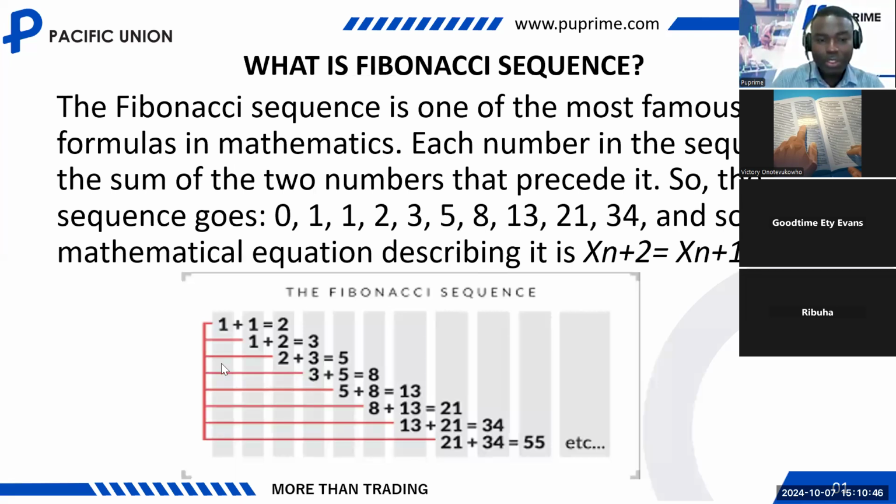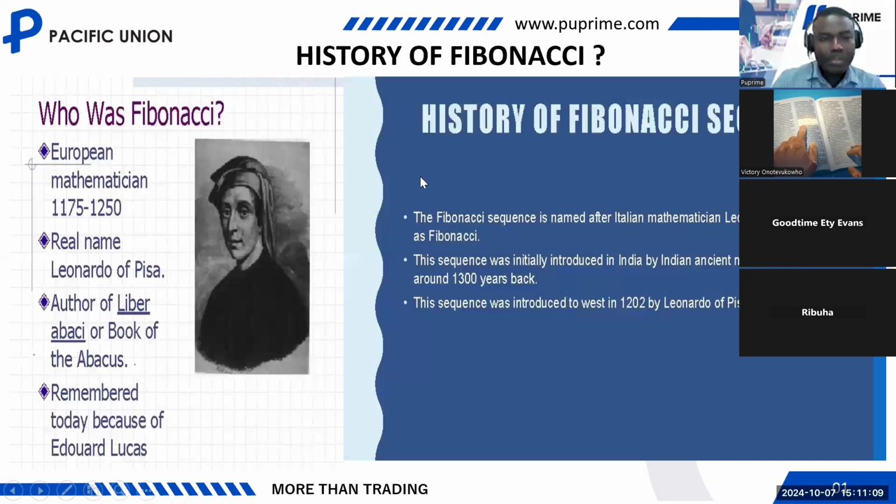So you can see the calculation. We have 1, 1. 1 plus 1 gives us 2. 1 plus 2 gives 3. 2 plus 3 gives 5. 3 plus 5, 8. 5 plus 8, 13. 8 plus 13, 21, and so on and so forth till we get to 21 plus 34, which gives 55. So this is the Fibonacci sequence.